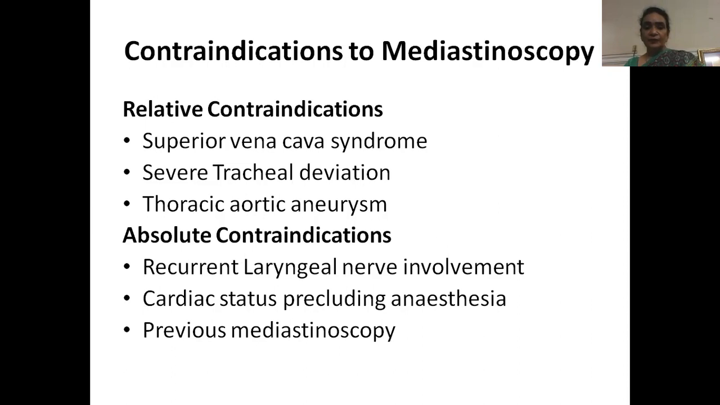There are relative contraindications to mediastinoscopy, which include superior vena cava syndrome, severe tracheal deviation, and thoracic aortic aneurysm. Absolute contraindications include laryngeal nerve involvement, cardiac status precluding anesthesia, and previous mediastinoscopy.